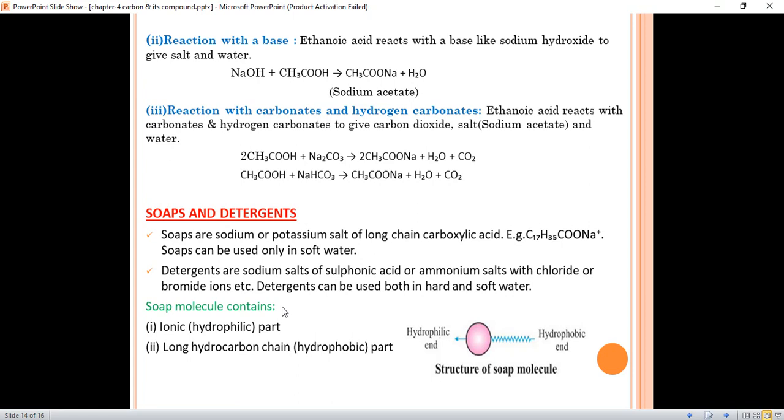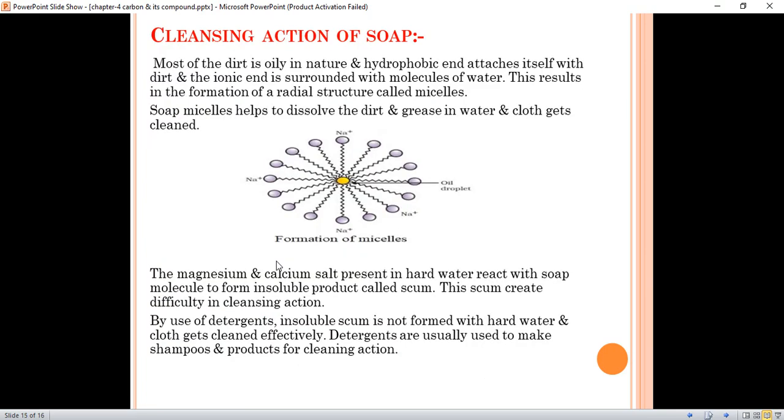And the last topic was soaps and detergents. In that, what we have read, soap is the sodium or potassium salt of long chain carboxylic acid and detergents are sodium salt of sulfonic acid. Soap contains two parts, ionic part and the hydrocarbon part. Cleansing action of soap: micelle is formed, it takes the dirt along with it and the cloth is clean. Soap cannot be used in hard water, but detergent can be used both in soft and hard water.